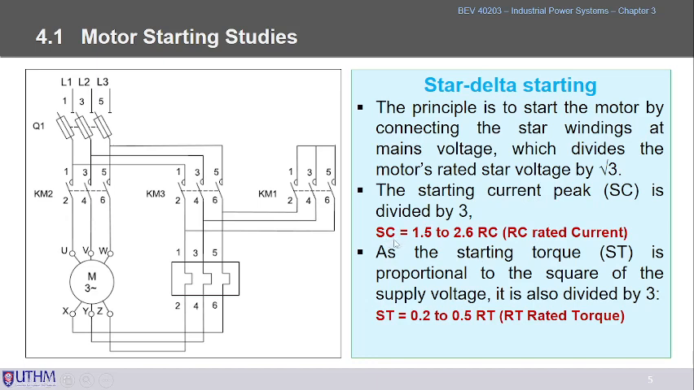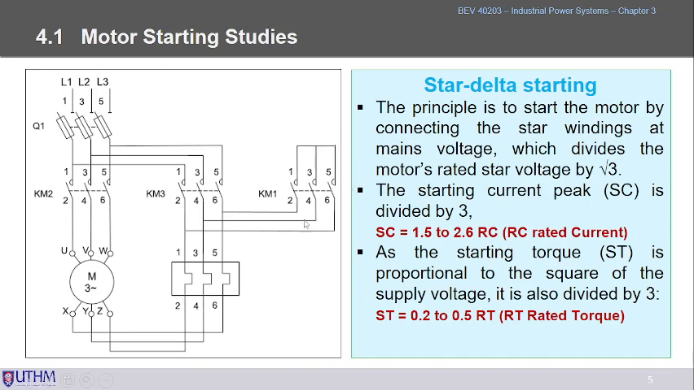And what we expect, the starting current is about 1.5 to 2.6 of the rated current. So it is much lower compared to the DOL. And for the starting torque, it is very low, 0.2 to 0.5 as well. Okay? So that means the intention of the star delta is that we start with a lower voltage.